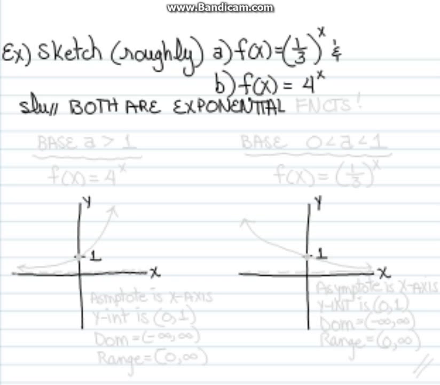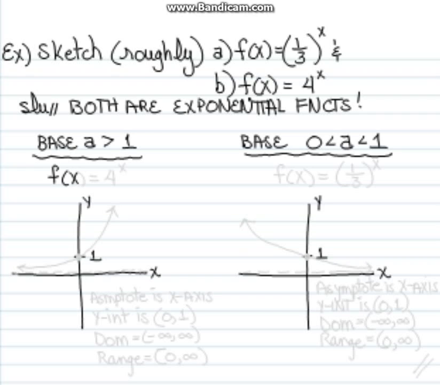Now we have two categories of exponential graphs. The first category is when the base, which we'll call a, is greater than 1. And the second category is when the base is a value a that falls between 0 and 1. And those two basic categories give us a different kind of graph. So we have f of x equals 4 to the x in the first category, and f of x equals 1/3 to the x in the second category.